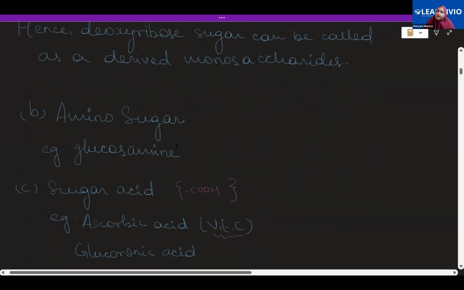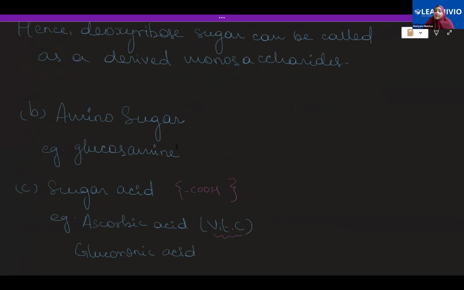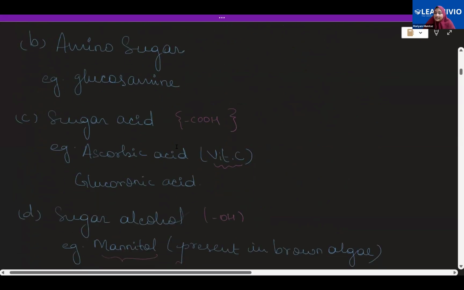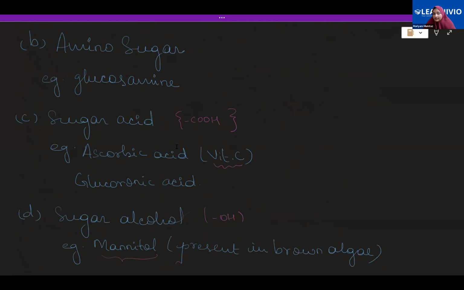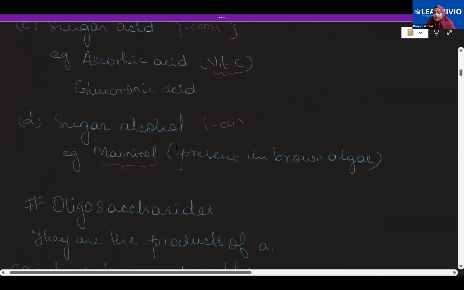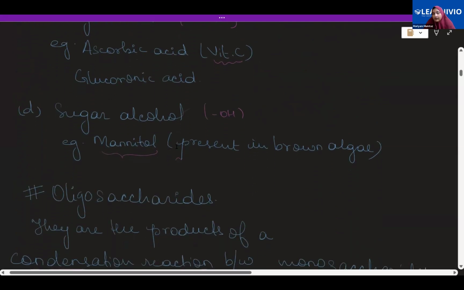Then in the same way, from different substances, the sugar can be derived, such as amino sugar, for example glucosamine. Sugar acid is derived from the acidic part, so we have ascorbic acid and glucuronic acid, and then there's sugar alcohol such as mannitol. So these are the various examples of derived monosaccharides. Is there any doubt, students? Anything you people want to ask?